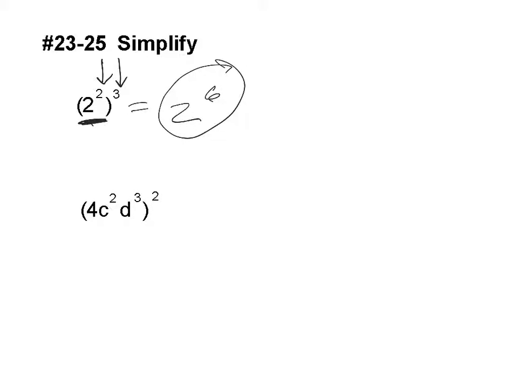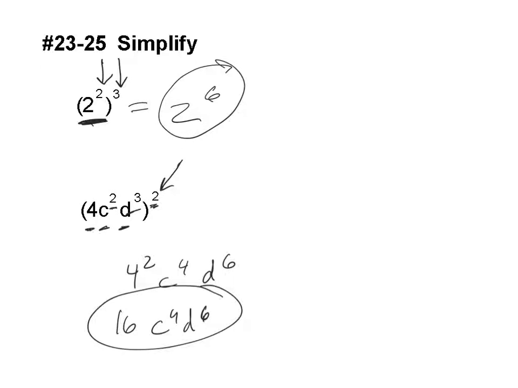Let's do this next one. Notice this one has 3 things that we're all going to take to the second power because they're all inside the parentheses with that 2. So 4 to the second power, right? And then we have c squared to the second power. So we multiply the powers, c to the 4th. And d to the 3rd to the second power. So we multiply the powers, d to the 6th. And you could change that 4 squared to 16. That's fine. And there's our final answer. So do numbers 23 and 25 while that's fresh in your mind.